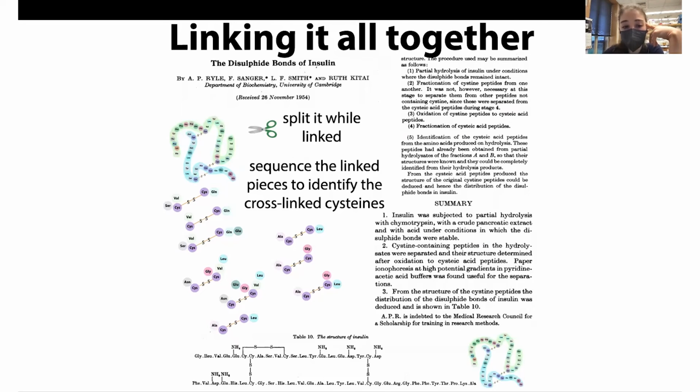And once they separated them, they could add the reducing agent, or actually what they did was oxidize it even further to form cysteic acid peptides, which breaks that, and then they could figure out their sequence with their normal methods. And so this allowed them to figure out the crosslinks, which was the last piece of the puzzle.